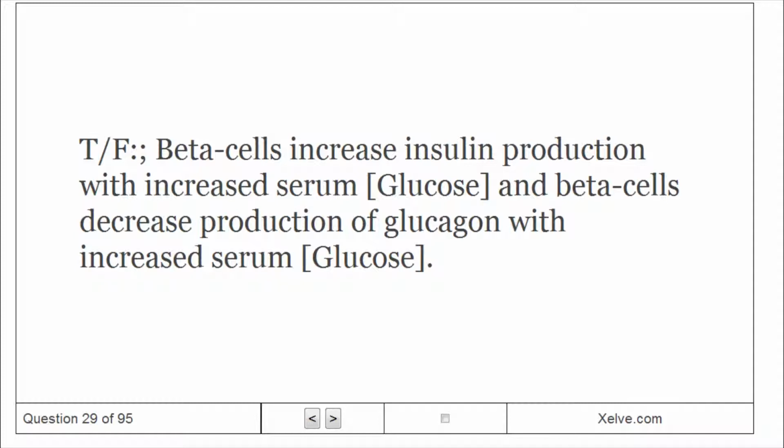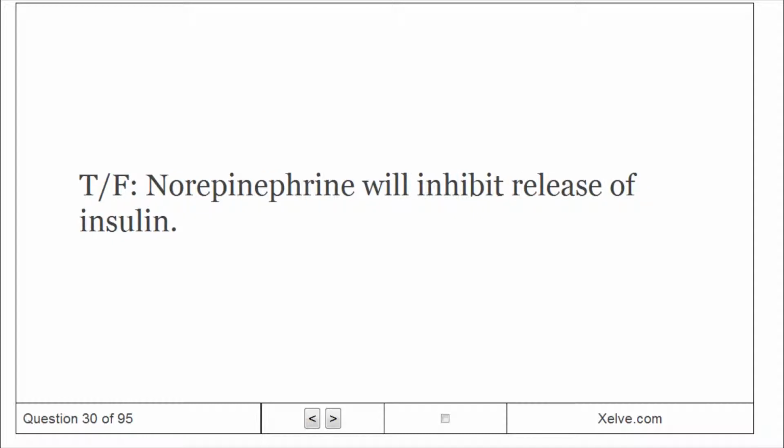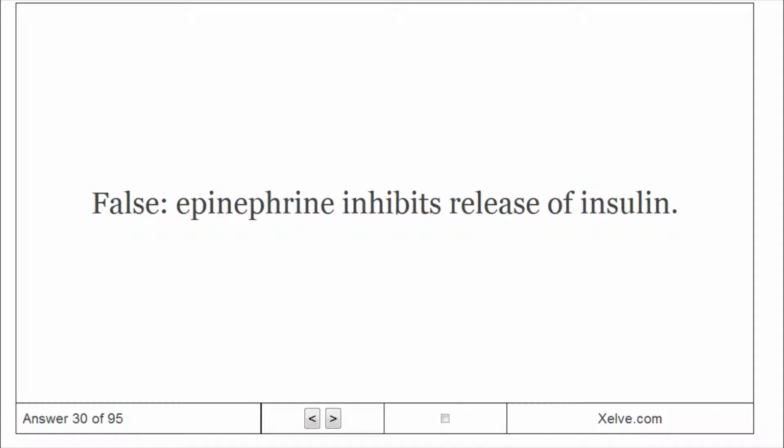Beta cells increase insulin production with increased serum glucose, and beta cells decrease production of glucagon with increased serum glucose. False. Beta cells secrete insulin, alpha cells release glucagon. Norepinephrine will inhibit release of insulin. False. Epinephrine inhibits release of insulin.